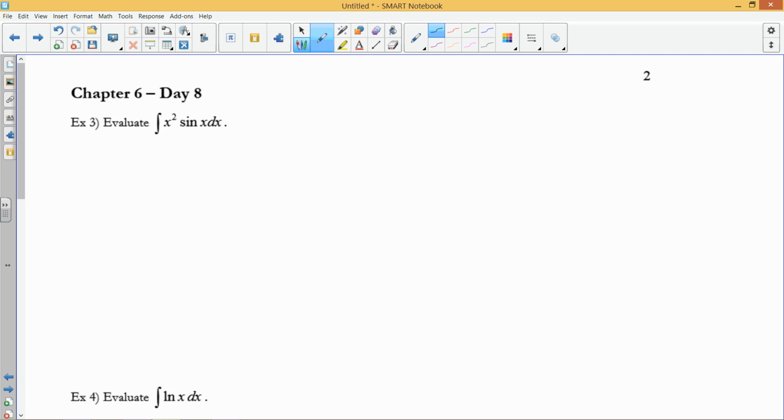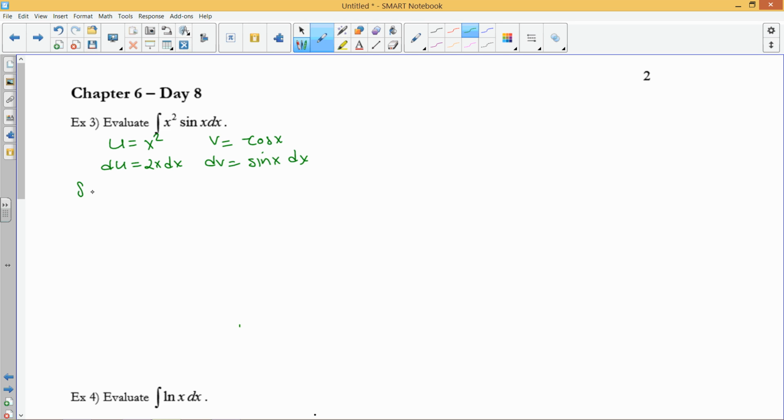The integral of x squared sine x dx. So LIATE. On this one, we're going to let u equal x squared. That would make du 2x dx. dv is going to be everything else, sine of x dx, which means v is negative cosine of x.